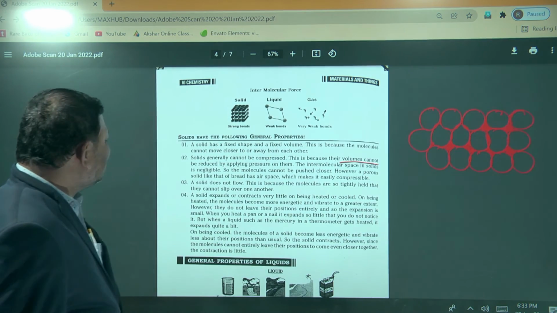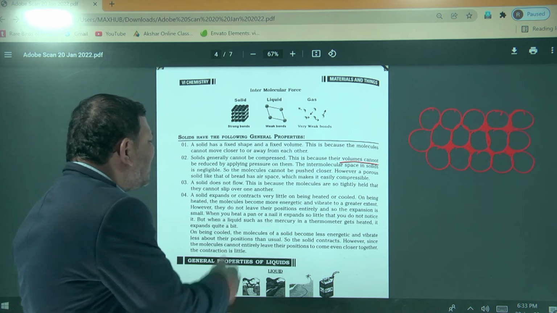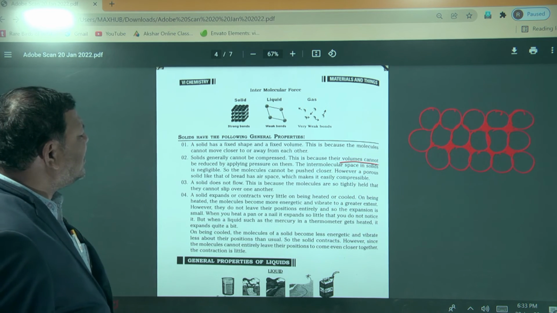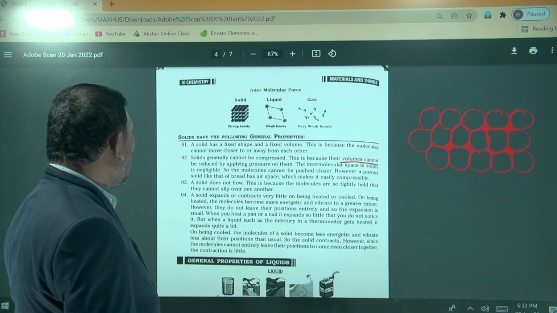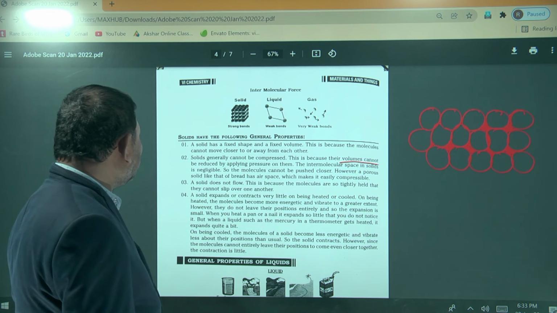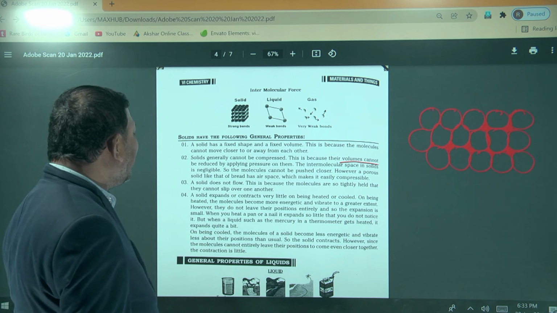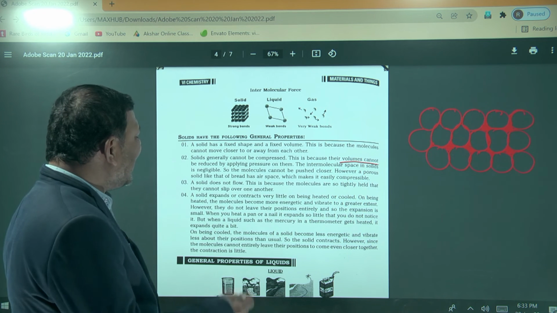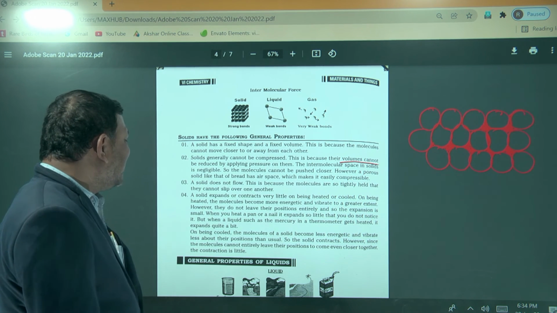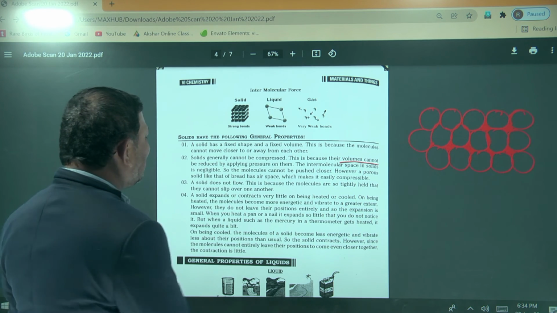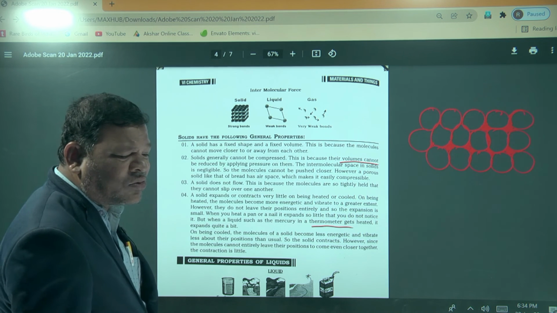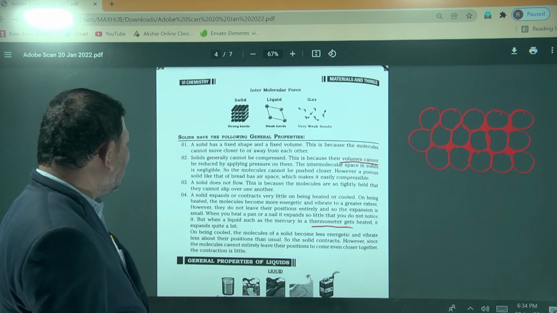A solid expands or contracts very little on being heated or cooled. On being heated, the molecules become more energetic and vibrate to a greater extent. However, they do not leave their position entirely, so the expansion is very small. When you heat a pan or a nail, it expands so little that you do not notice it. But when a liquid such as mercury in a thermometer gets heated, it expands quite a bit. So that is the difference between solids and liquids.